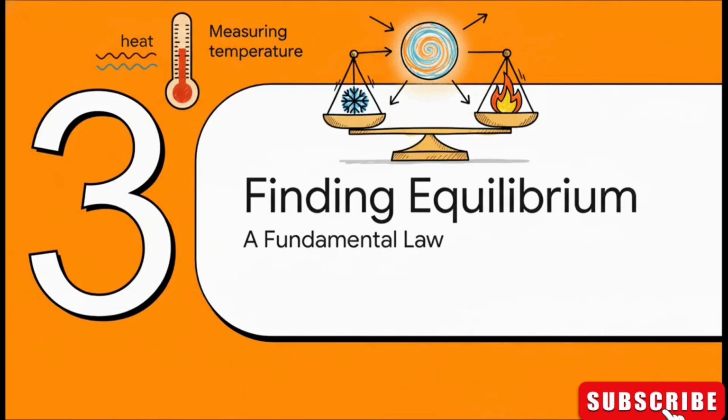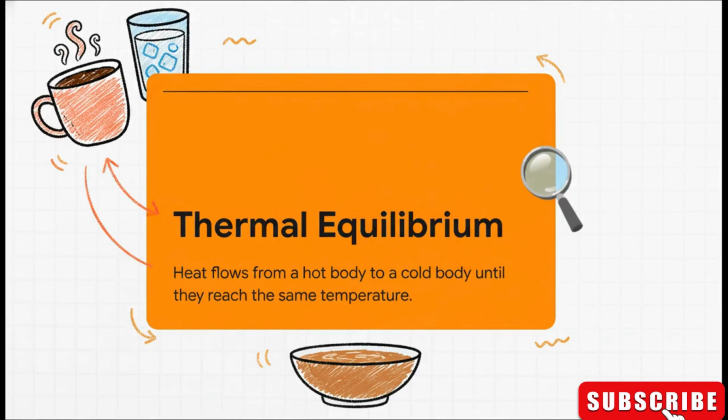Okay, so we've nailed down how to measure temperature. That's the what. But what about the why? What are the deep down rules that make temperature work the way it does? Well, that brings us to a really fundamental law of physics, and it's all about finding balance, or what scientists call equilibrium. This idea is called thermal equilibrium. And honestly, it's just the universe's natural tendency to find balance.